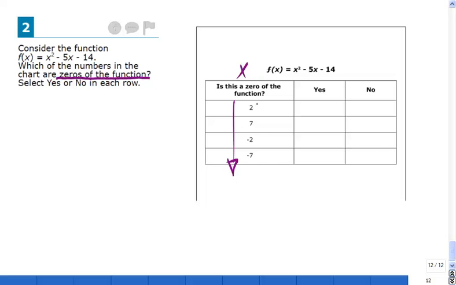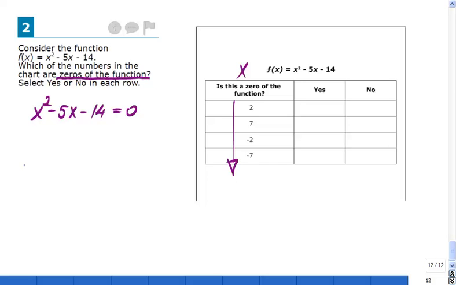And there are many ways to solve it. One way is to basically plug each one of your numbers here, 2, 7, -2, and -7, into your equation and find out if they equal 0. And you're going to say yes or no. That's the hardest way, right? The easiest way is to write this equation, x squared minus 5x minus 14 equal to 0, and now think about a quicker way to solve this equation.